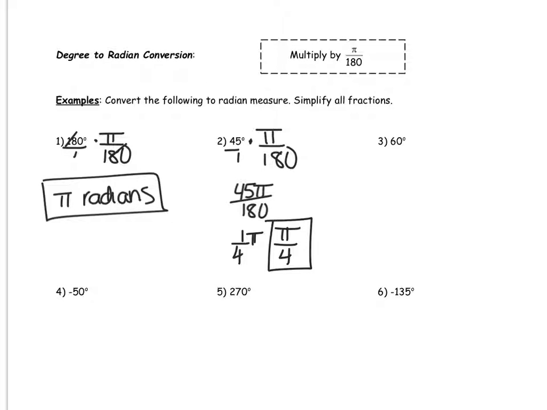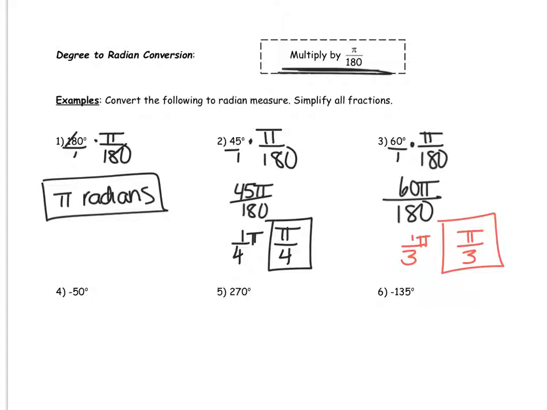Number 3, 60. If I want to change it to radians, I'm going to multiply this by pi over 180. Put this over 1. Multiply tops, bottoms. So 60 pi over 180. Now, let's put this in the calculator: 60 out of 180. Do not put the pi in the calculator. Just 60 out of 180. Math, enter, enter. You should get 1/3 pi, or more properly written, pi over 3.